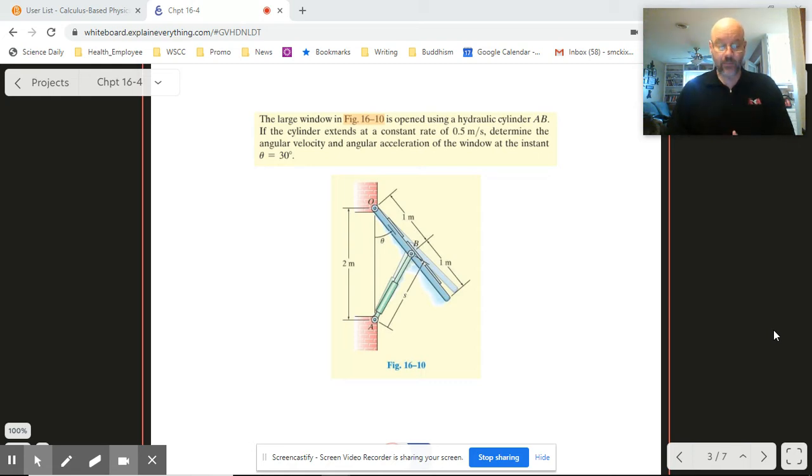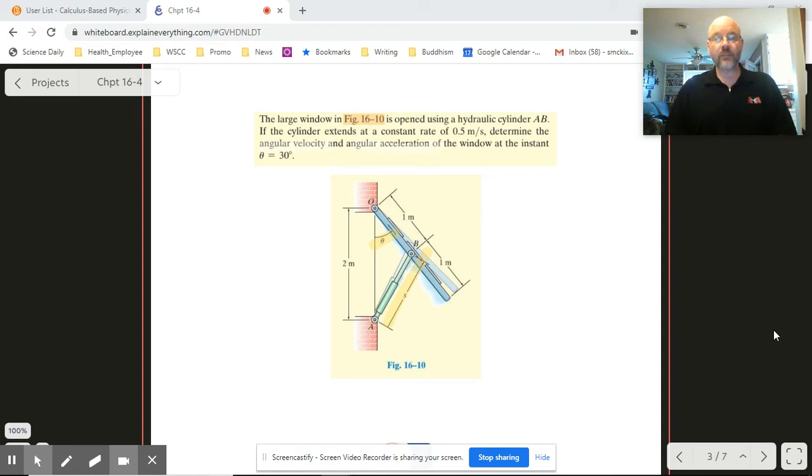So if we look at this guy, we've got a window. The window is able to open and close like so. It says if the cylinder extends at a certain rate, determine the angular velocity and the angular acceleration. So there's our targets. Okay, we want the angular velocity and the angular acceleration on those things. Okay, it gives us information about the angle, theta, and about this variable s. So we need to relate s to theta.